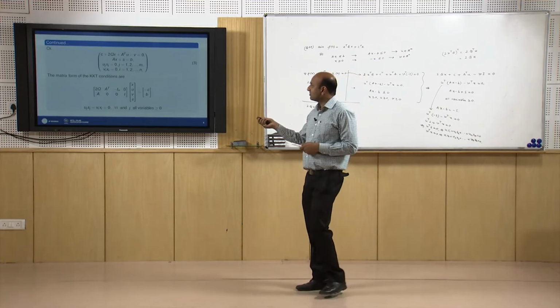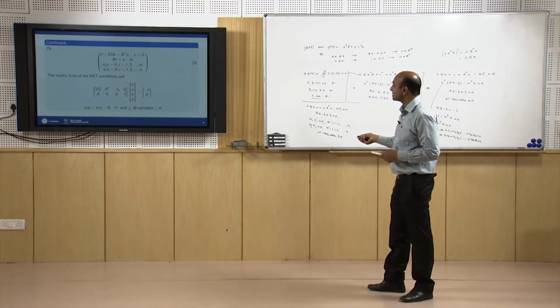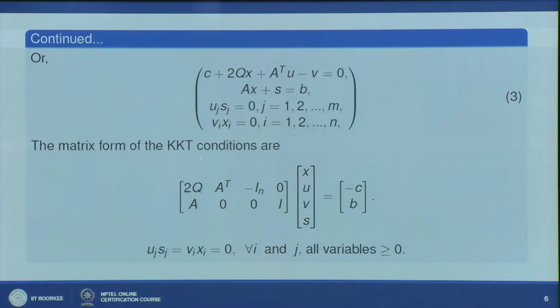So these are the KKT conditions which we just obtained. These are KKT conditions for this problem. The matrix form we can easily obtain from here. You see, it is 2Q, A transpose, minus I, and 0 for S, because the S variable is also there, and this is A, this is 0, I for S. Variables are x, u, v, s, and the right hand side are minus c and b, with uj sj and vi xi equal to 0 for all i and j, and all variables non-negative.